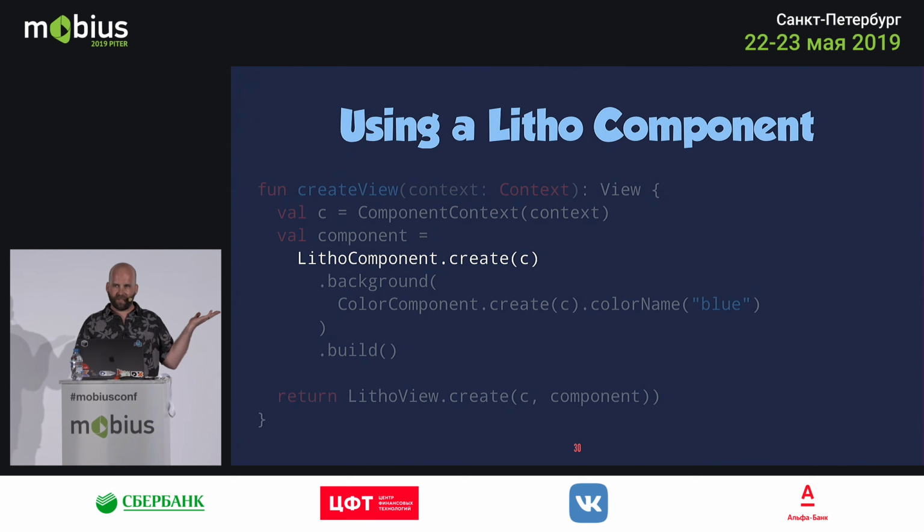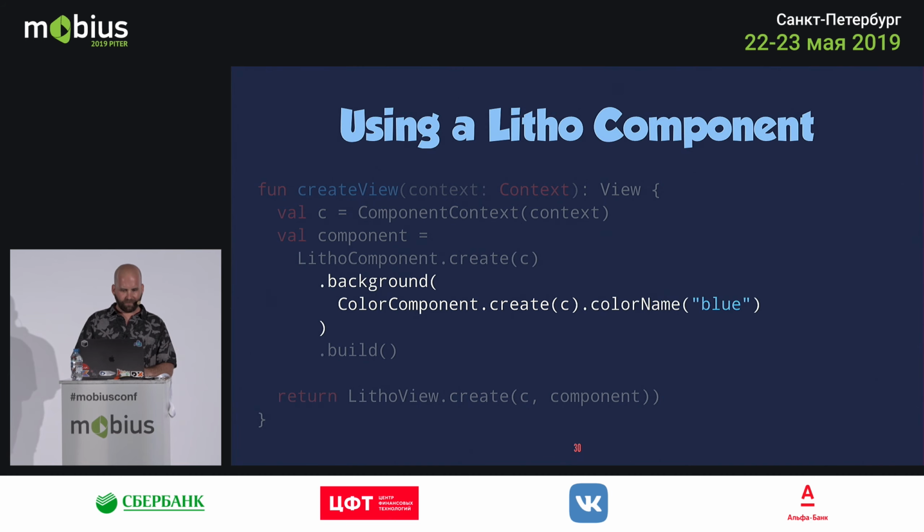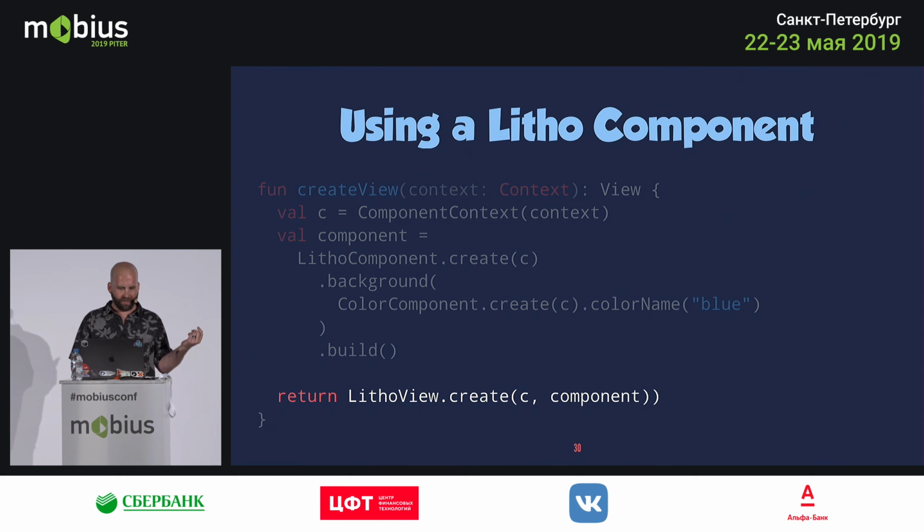Notice here we don't have that spec annotation anymore. After we build our code, those annotated classes get turned into code like this. You call Litho component create, set background. Background is an attribute on text, and here we can use the color component we also created, so it's composable, like React, Flutter, and Jetpack Compose. Finally, you create a LithoView, give it your component, and return it.